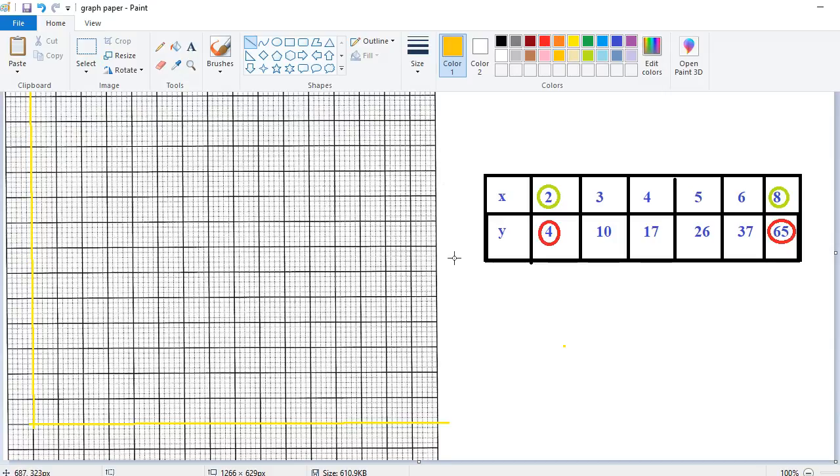Let's check it. I have 2 to 8 to go. So if I say here's 1, 2, 3, 4, 5, 6, 7, 8, notice that I don't use up much of my graph, and we don't want that. We want to make sure that you fit your graph in such a way that you use up at least 90% of the paper.